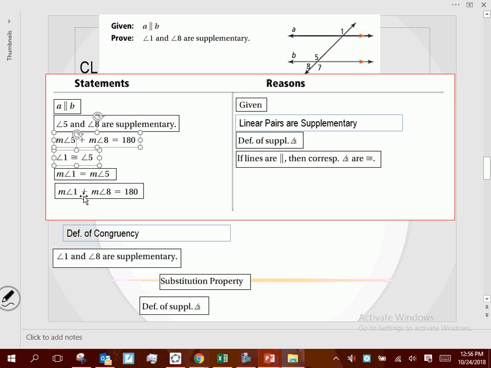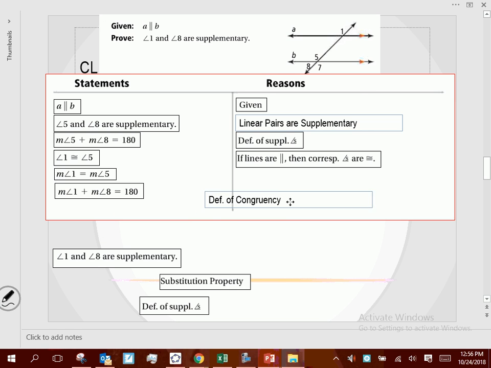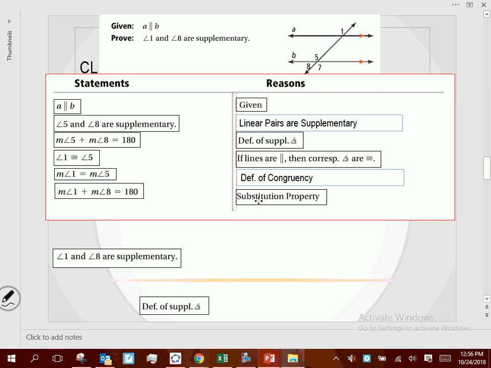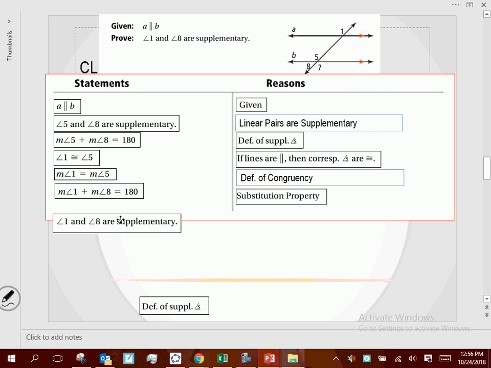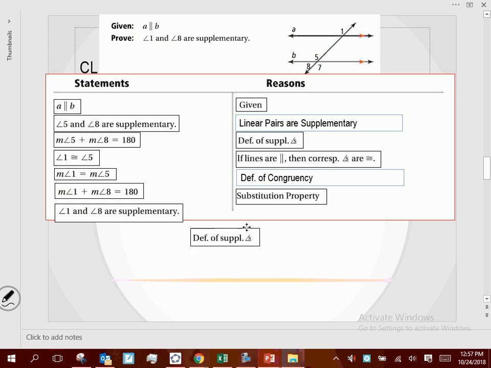So I want to convert this. It's a technical thing. I want to convert this set of congruent shapes to a set of values that are equal, and now make that substitution. So 1 and 5 are the same, so I replace that 5 with 1. That's substitution. And now if 1 and 8 add up to 180, aren't they supplementary? And that would be our definition of supplementary angle.